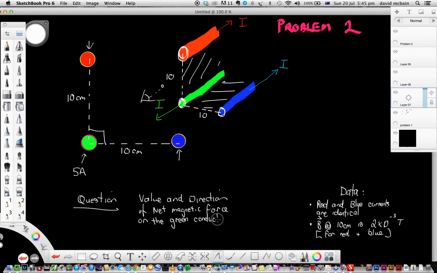Actually, I should tell you it's the net force. What's the net magnetic force per meter of wire? So that's per meter of cable. Because it's per meter, we don't need to know the length. We can just work it out for an imaginary 1 meter, so we're just working out per meter of cable length.